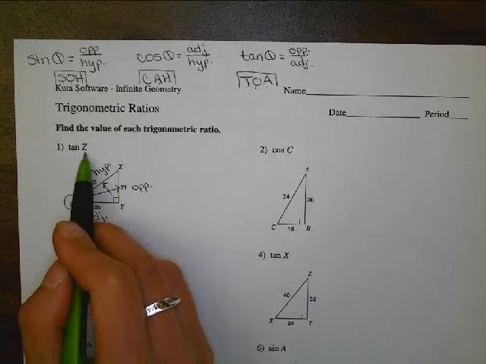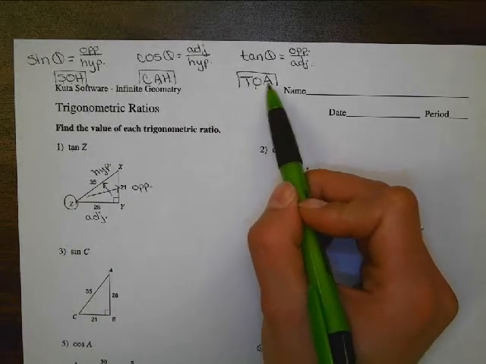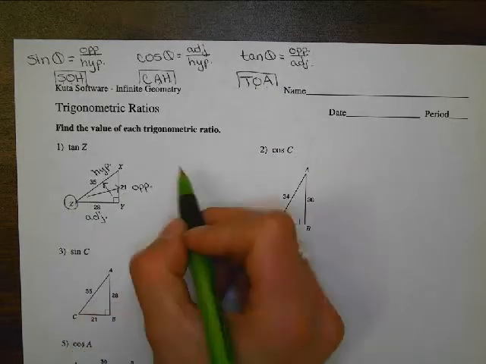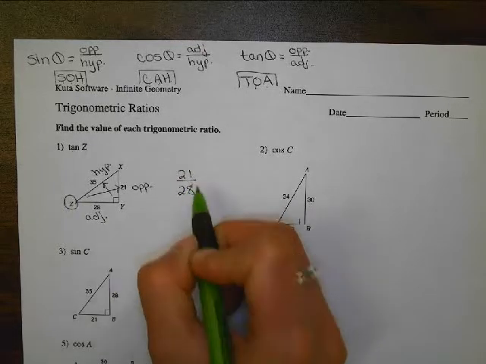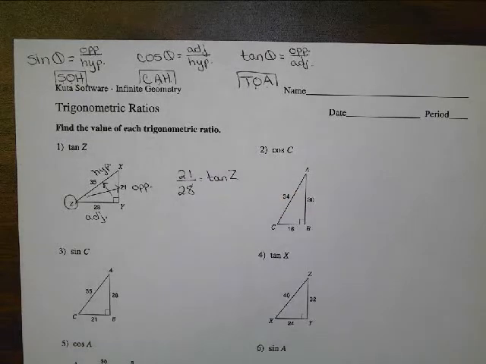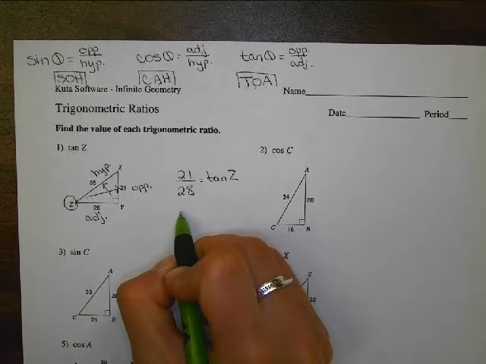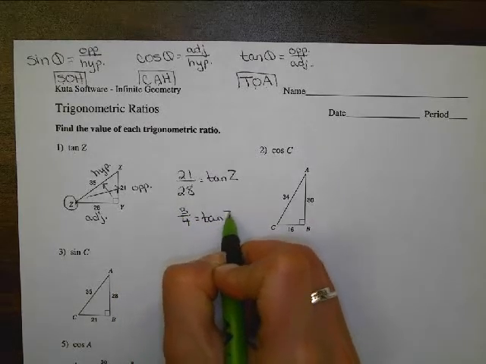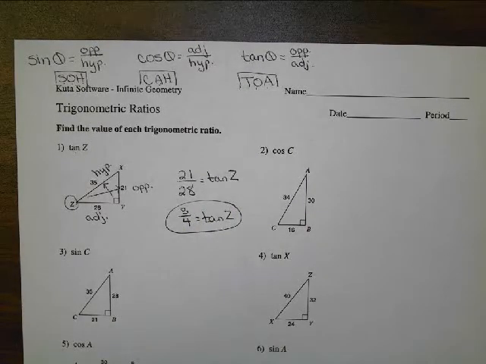Well, now we want the tangent of that. If you remember, tangent is TOA, for opposite over adjacent. So from this angle, the opposite side is 21, the adjacent side is 28. So the tangent of Z is 21 over 28, but of course we have to reduce that. So if we divide both of those by 7, that's going to give me 3/4 is the tangent of Z. And that would be our answer.